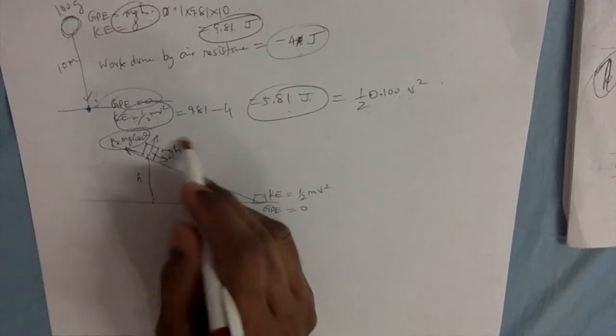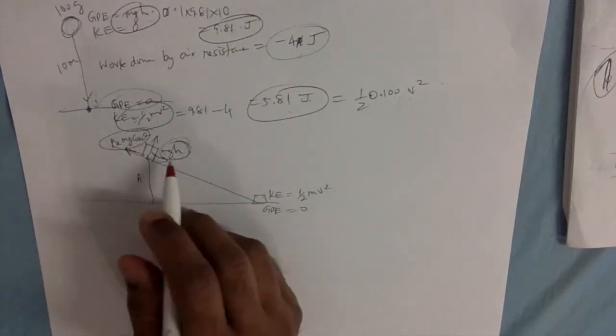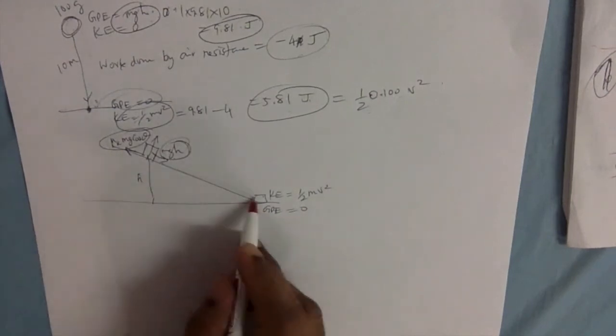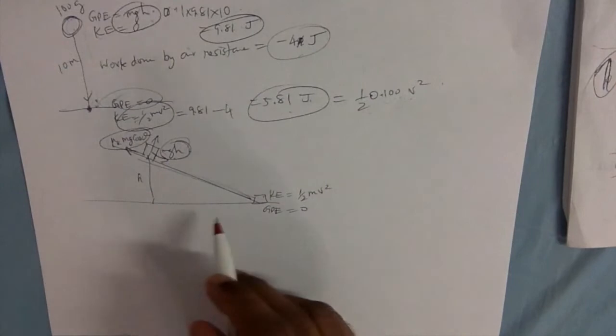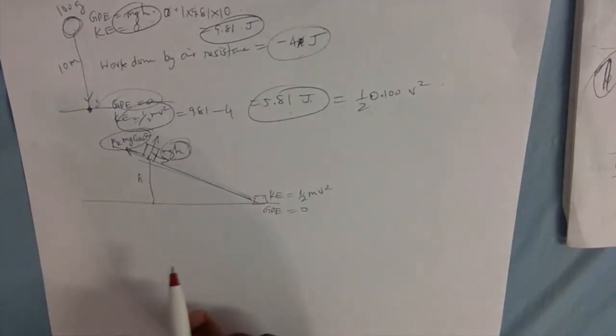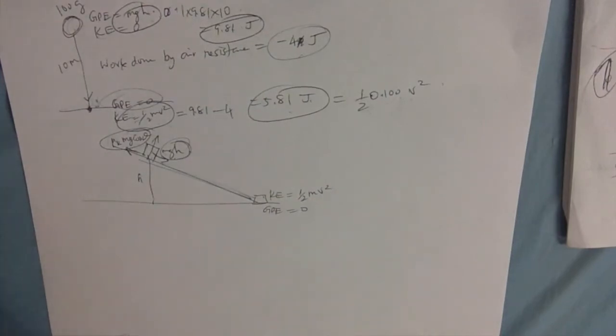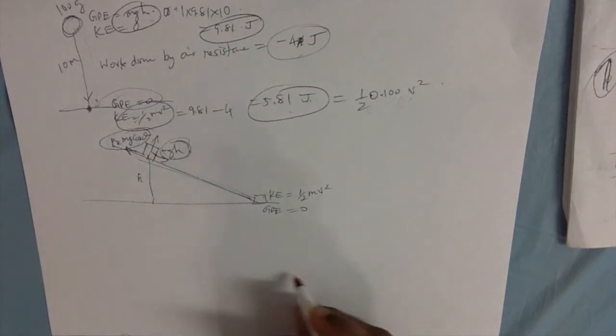So mgh minus mu k mg cosine theta times d. D is this distance. Now if a certain distance is not given to you, you must be able to figure it out on the diagram. So just make sure that you do that right. Force times displacement is equal to the change in the kinetic energy.